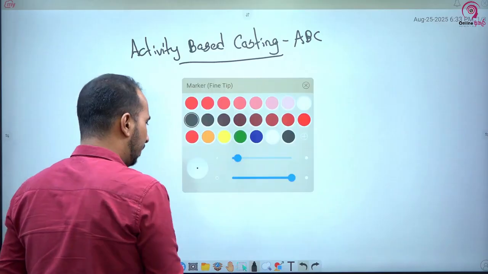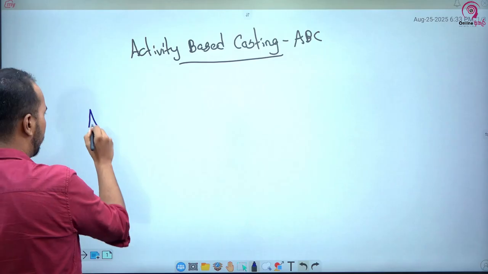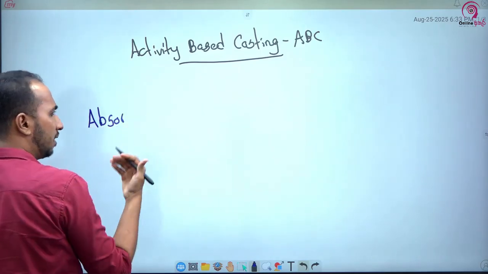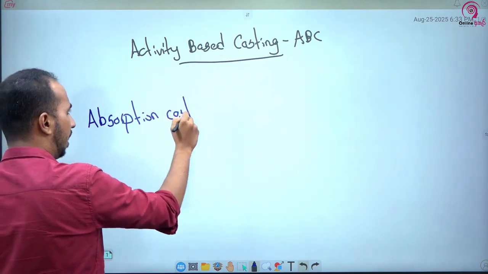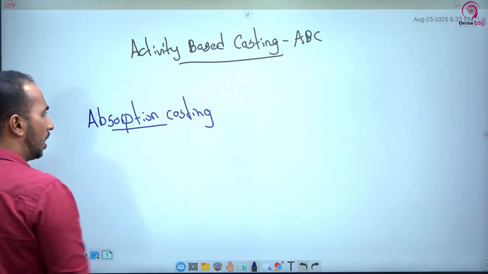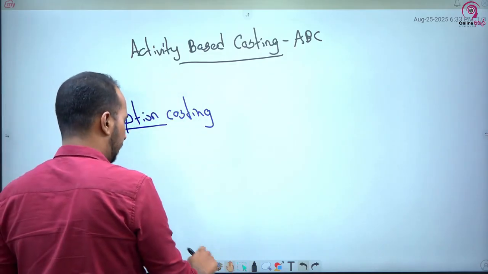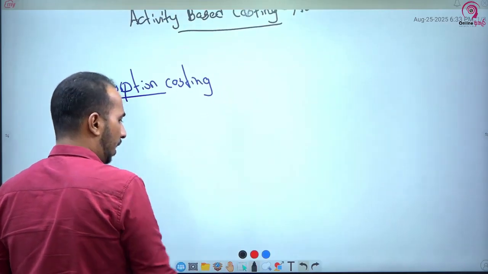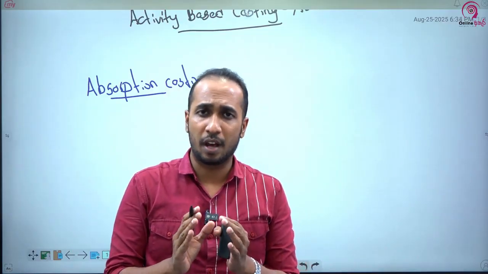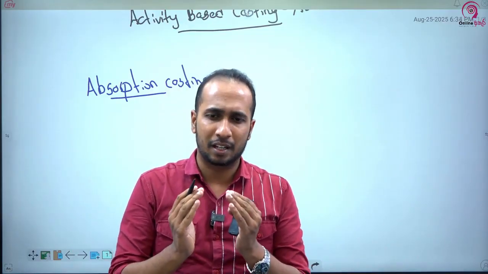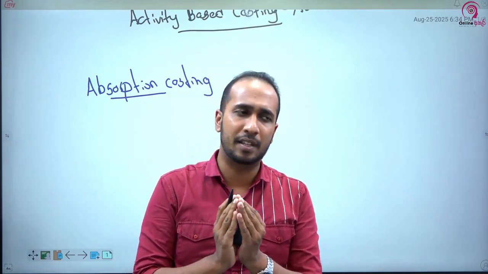First I will just revise the absorption costing part. So what is meant by absorption costing? To understand activity based costing, children, you first need to understand what absorption costing is. First you have to clearly understand what absorption costing is, which we have discussed in the previous level.